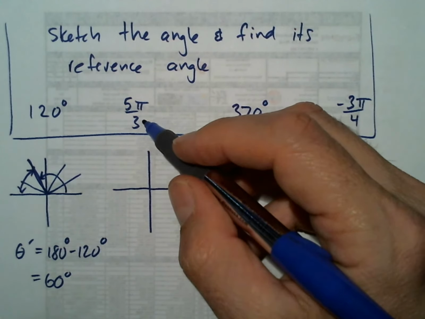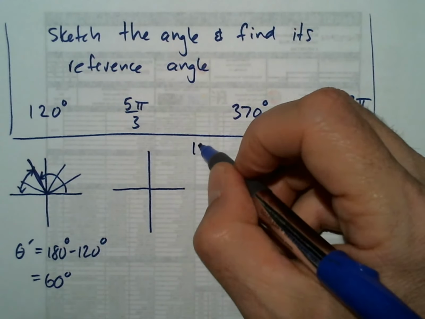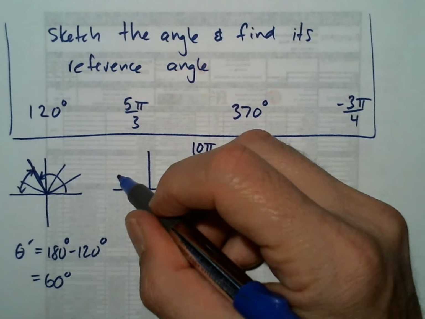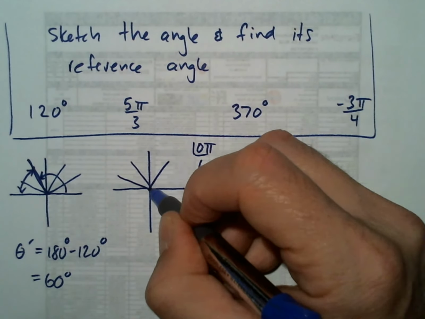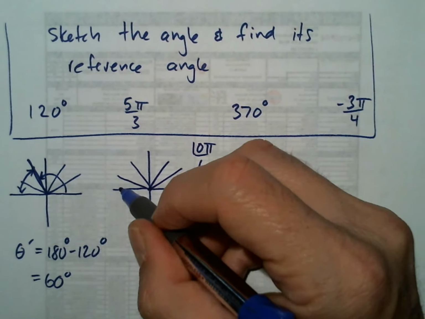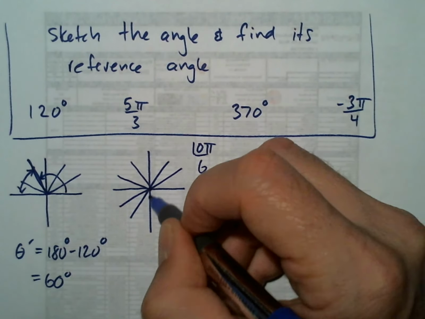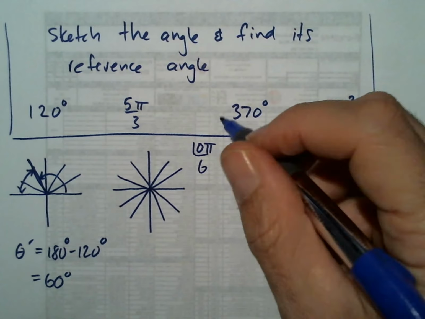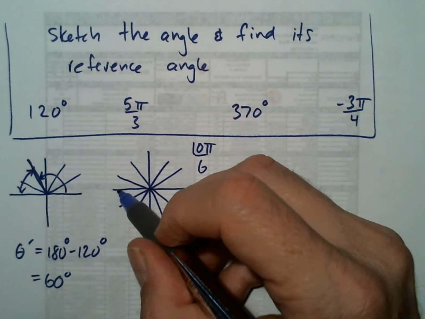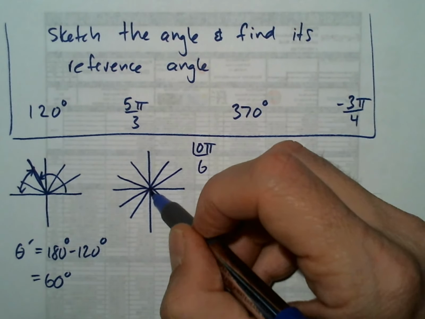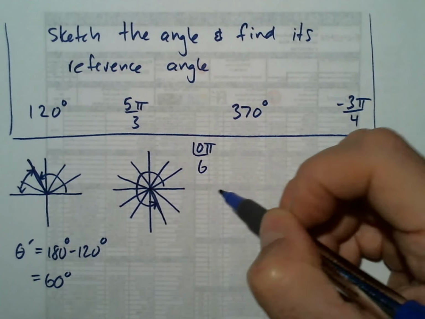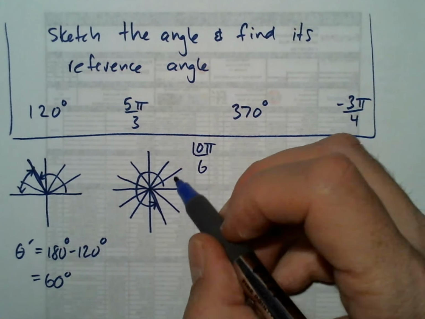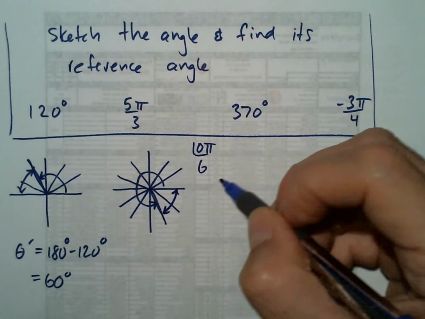Here we're counting by, let's not count by thirds, let's count by sixths. So that would be 10 pi over 6. Then we will look at these again. 1, 2, 3, 4, 5, 6, 7, 8, 9, 10. If we divide it up into sixths, we count 10 of them. That means we've rotated all the way over there. 5 pi over 3. We need to know what is this.